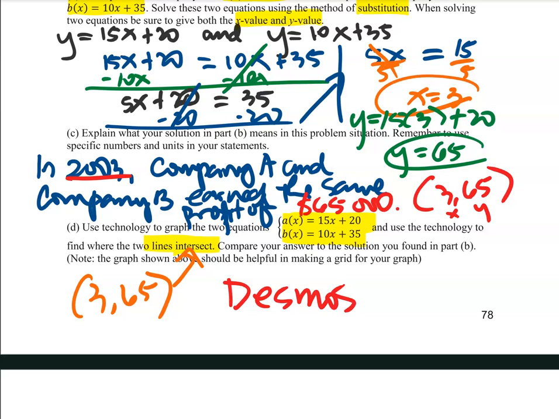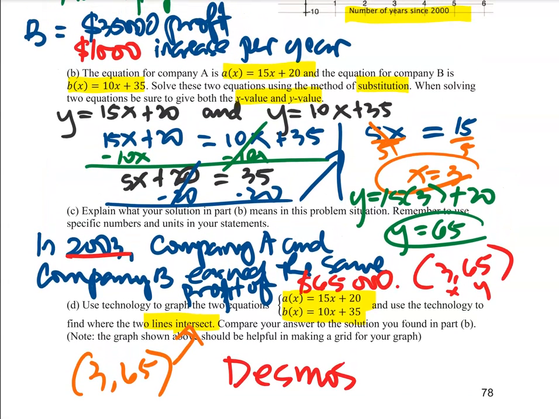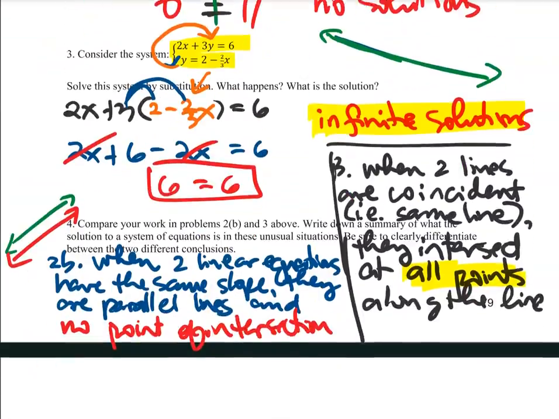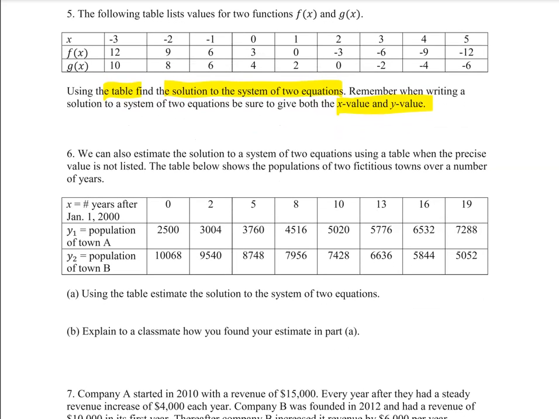We got the point of intersection at (3, 65). So meaning when you have these two equations, they both have the same x and y. x is 3 and y is 65. So when you look at the table, it's going to be the same thing. So you have f of x and g of x. When do they have the same x and y? Here.